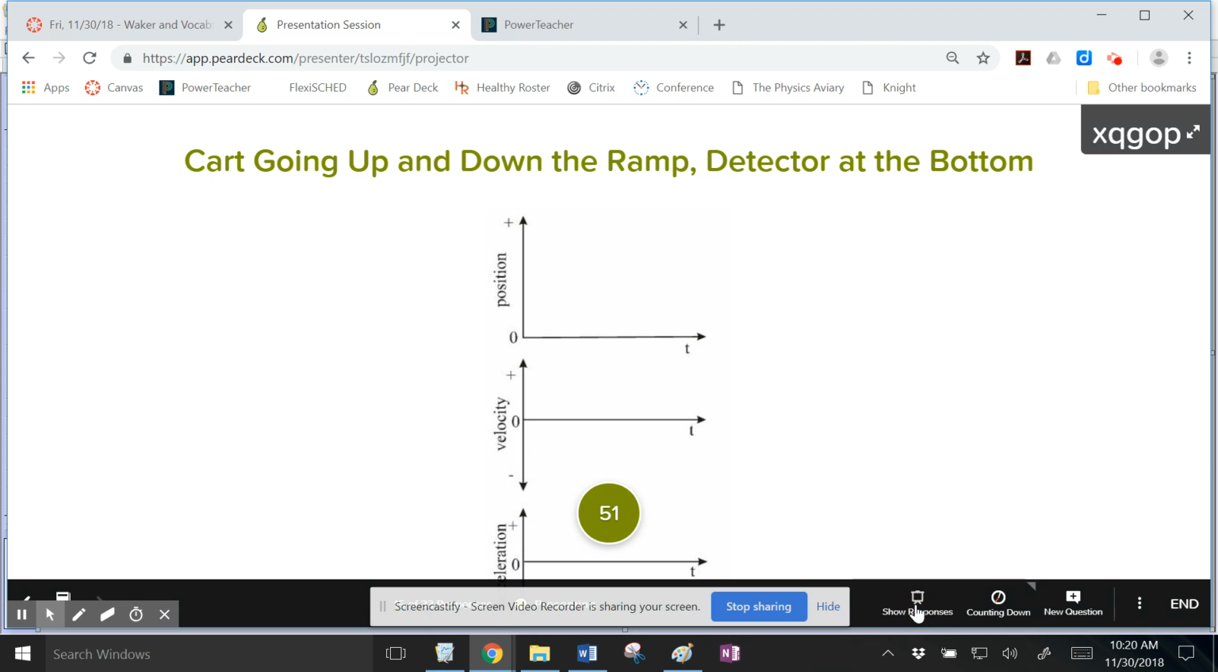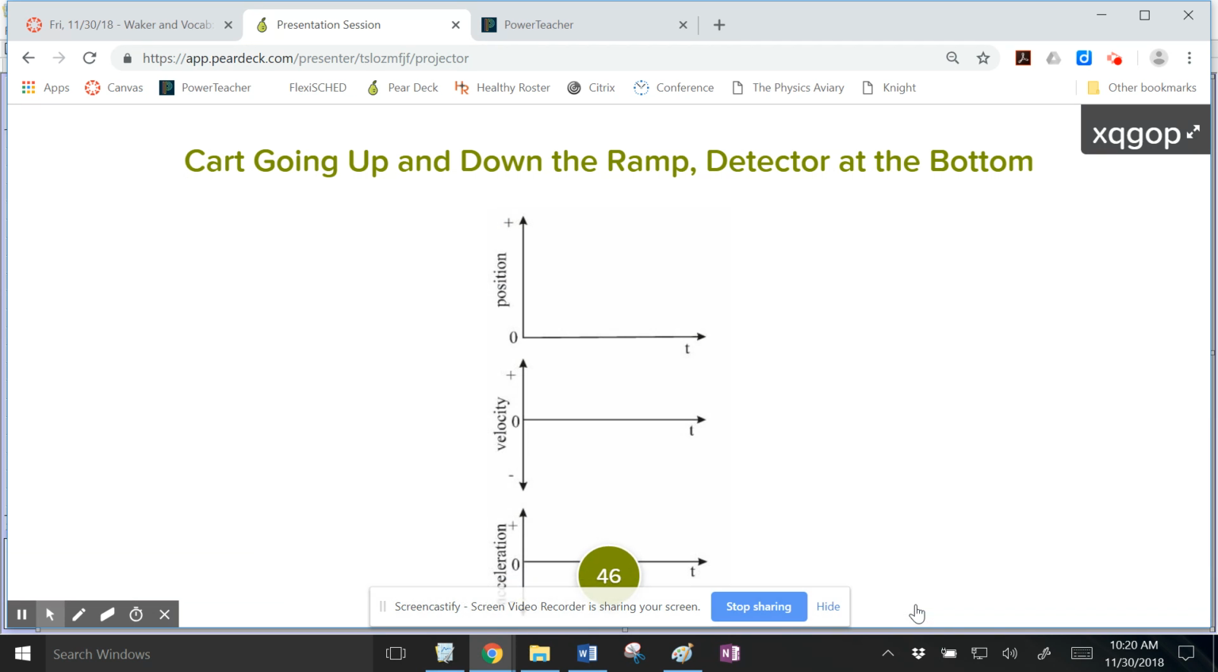Give you another minute or so. And then while we're waiting on folks to catch up on the graph, I'm going to draw a motion map up here, if I can find a marker.